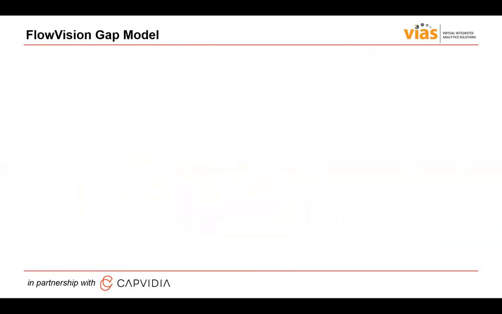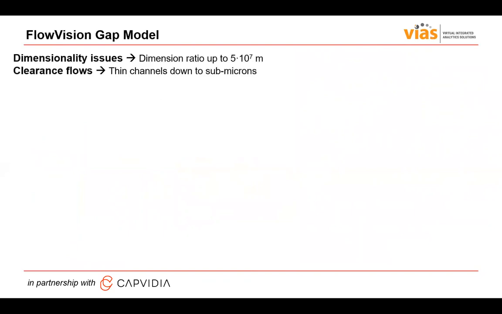The next topic I would like to talk about is the FlowVision gap model, which is intended for dimensionality issues, where the dimension ratio is even going up to 5 to 10 over 7.